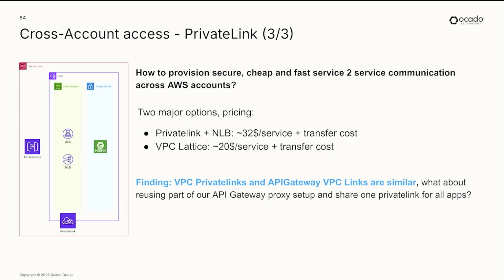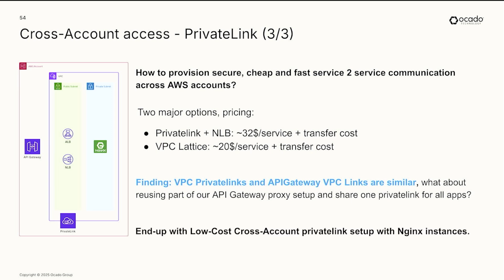So we thought, why can't we reuse some of our existing infrastructure to provide this additional functionality at no additional costs? And this is exactly what we did. Thanks to reusing part of our API Gateway setup and configuring VPC PrivateLinks to use the same setup, we've been able to achieve that with almost no additional cost.